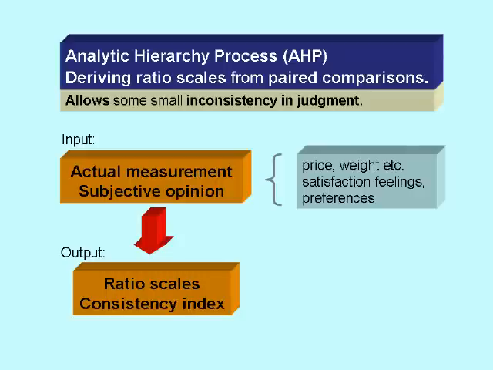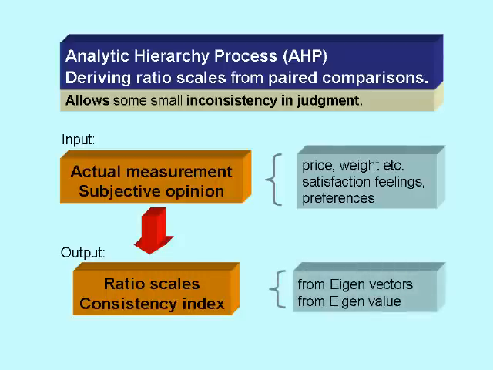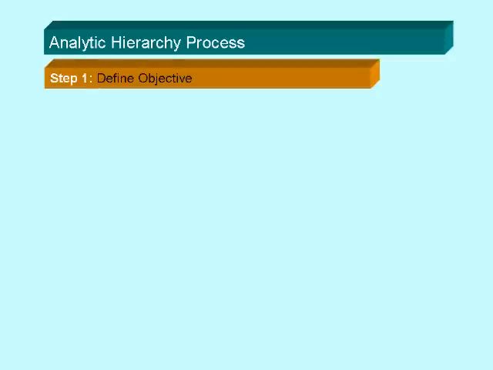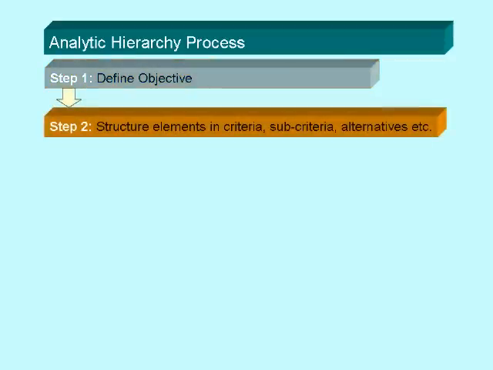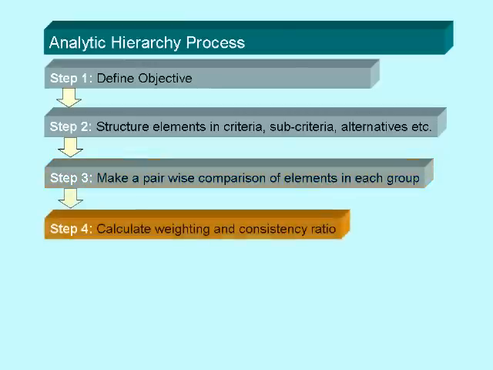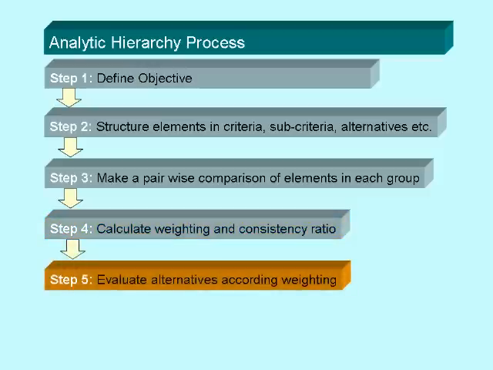The method is based on the solution of an eigenvalue problem. The ratio scales result from eigenvectors and the consistency index from the eigenvalue. The process is done in several steps. First, you have to define your objective. Then you structure the elements in groups of criteria, subcriteria, and alternatives. In each group, you make a pairwise comparison of elements and calculate the weighting and consistency ratio. Then you can evaluate the alternatives according to the weighting and get a ranking.